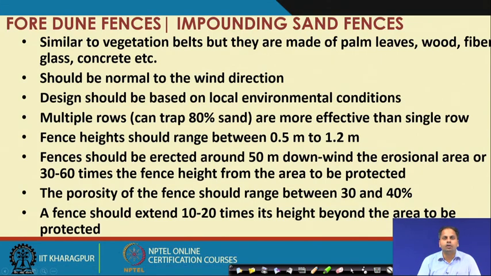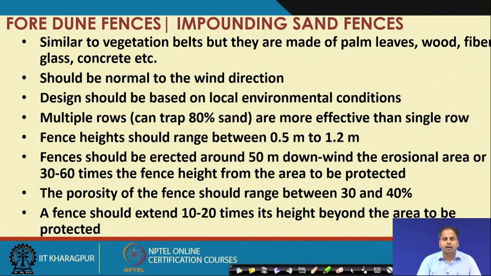Then we come to the foredune fences. First we will discuss the impounding sand fences. The idea here is to trap more sand, so that we can stop the movement of sand dunes. Okay. These are similar to a vegetation belt, but they are made up of palm leaves, woods, fibers, glass, or sometimes concrete.